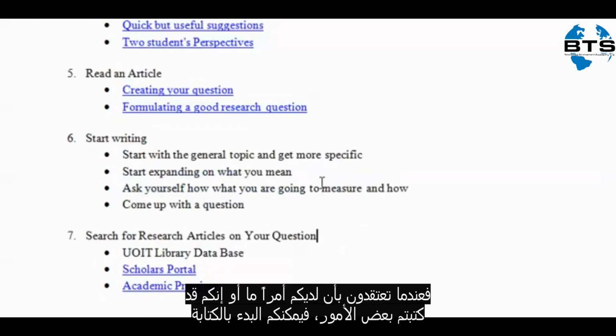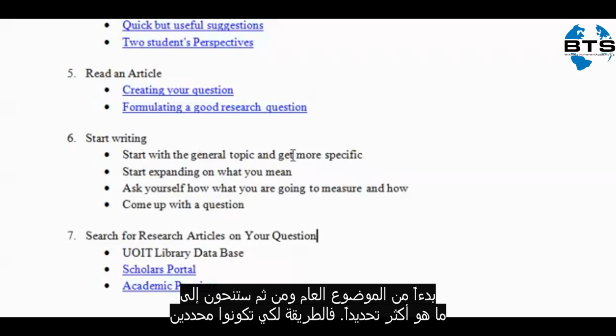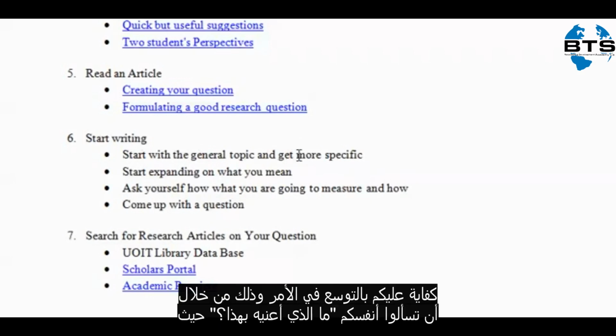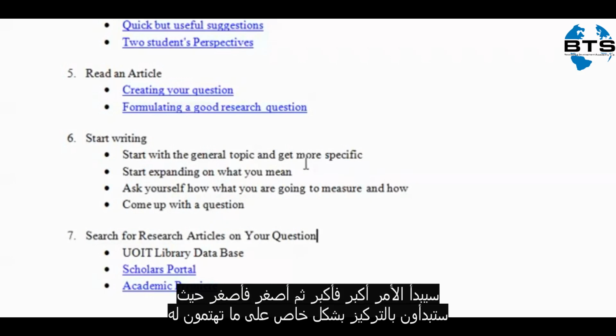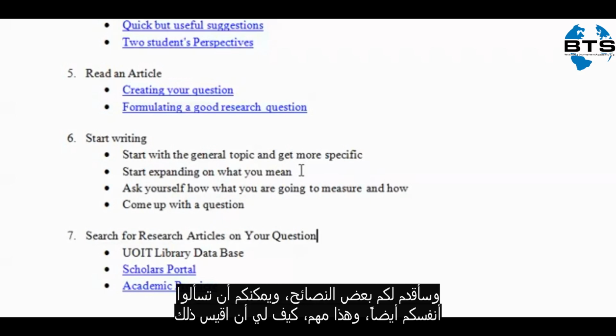So when you think you have something, or actually I would write down a few somethings, you could start writing. So you start with the general topic and then you get more specific. And the way you get more specific is start expanding on what you mean. You keep asking yourself, well, what do I mean by this? And it starts getting bigger and bigger and then smaller and smaller because you start to focus specifically on what you're interested in. And I'll give you some examples in a moment.